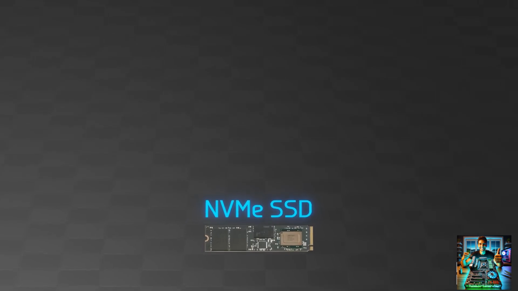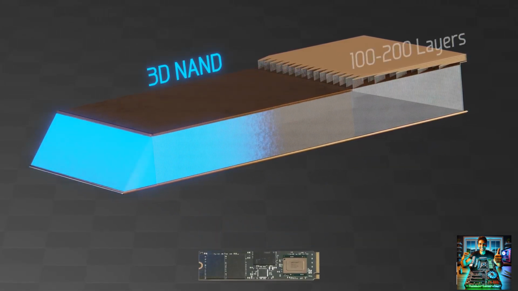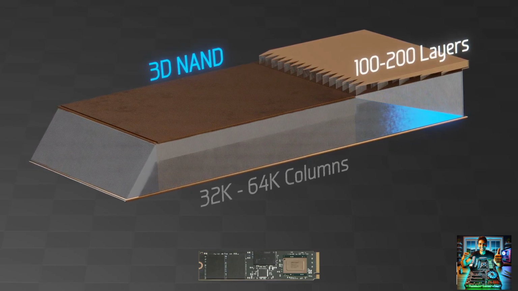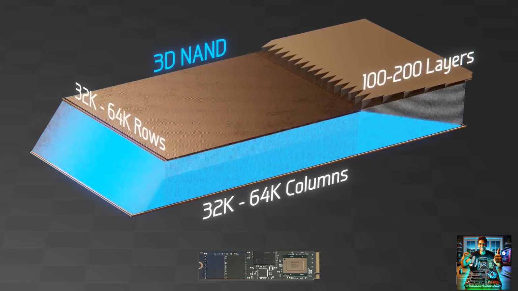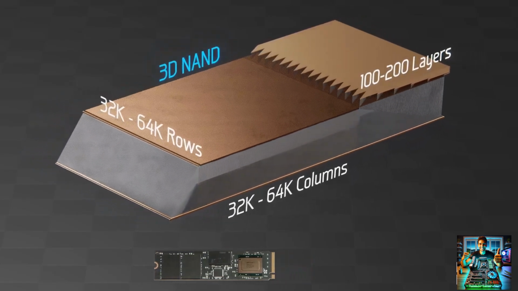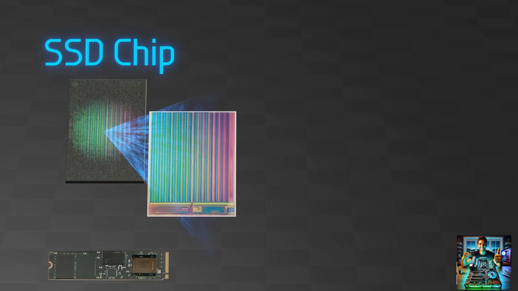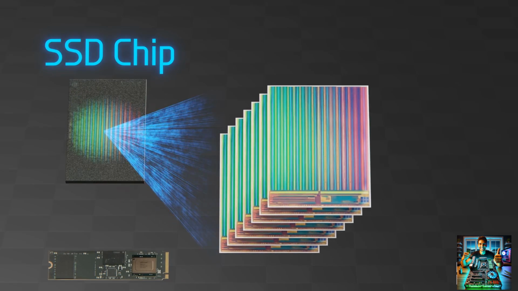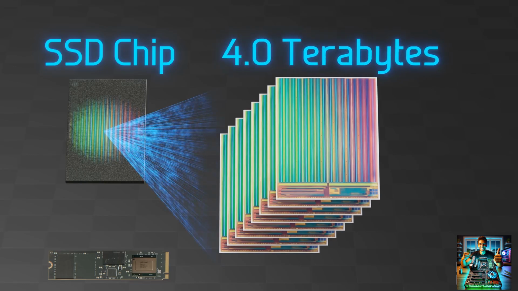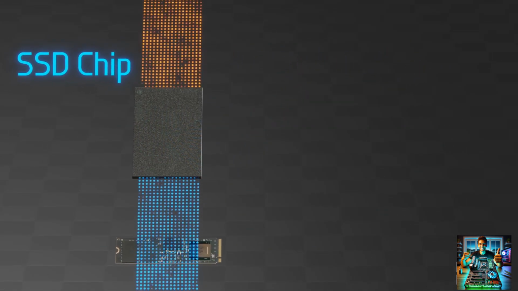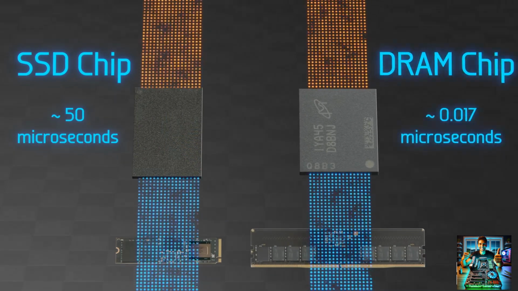Next are SSDs, which permanently store data in 3D arrays called 3D NAND. This array is 100 to 200 layers tall, 32 to 64,000 columns wide, and 32 to 64,000 rows deep. Additionally, within a single SSD chip such as this one, are multiple 3D NAND arrays stacked one on top of the other. As a result, a single microchip can store terabytes of data. However, reading or writing data takes 50 or so microseconds, which is 3,000 times slower than DRAM.